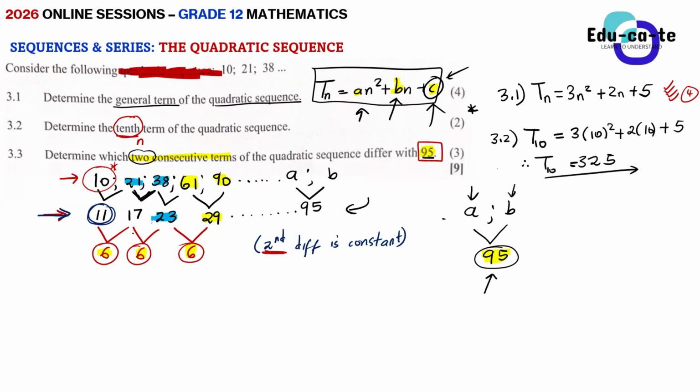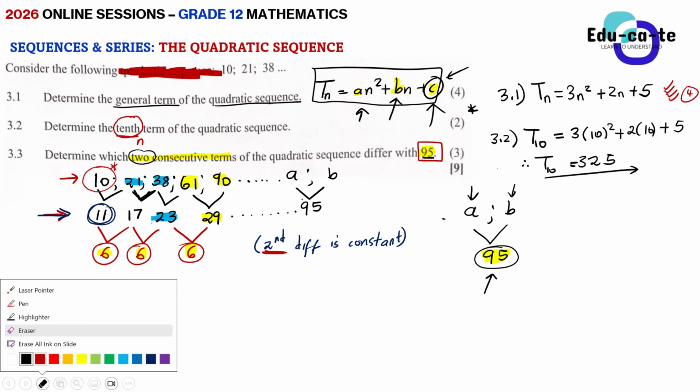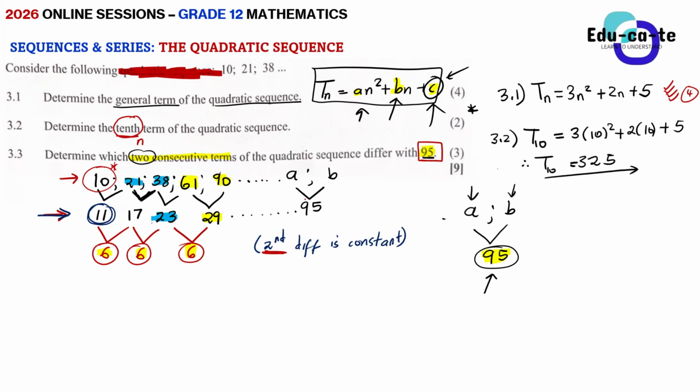Yes, sir. So now Bonolo says that we can try to find the position of 95 in this arithmetic sequence. The arithmetic sequence that I'm talking about is the sequence of the first difference. Well, sir, in other words, this 95 is the last term. Well, yes, you can treat it as a last term. You can treat it as your Tn and try to find its position.